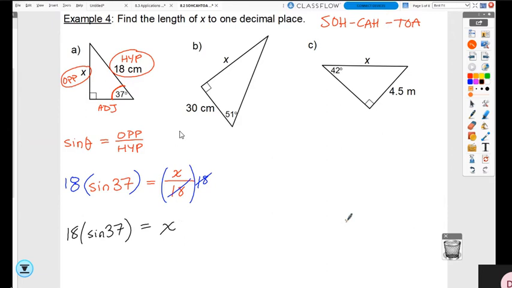In your calculator, you can type it in just like that, but on your calculator, you'd have to do it kind of backwards. Do sine 37, get the weird decimal, times it by 18, and that'll be your answer. 10.83. Can I get some nods? Yeah? Okay, great. So we'll say 10.8 equals x. And we can go back to the diagram and say, okay, this is 10.8 centimeters.